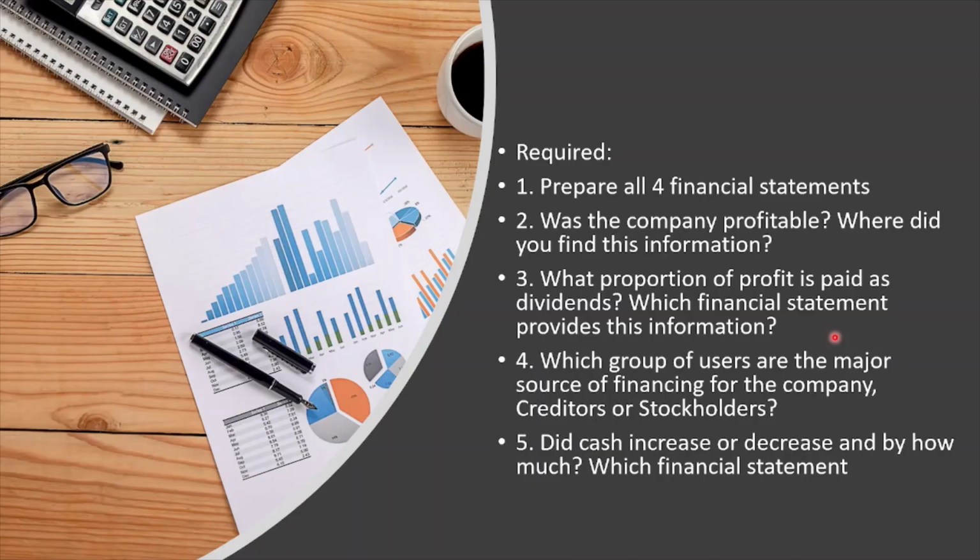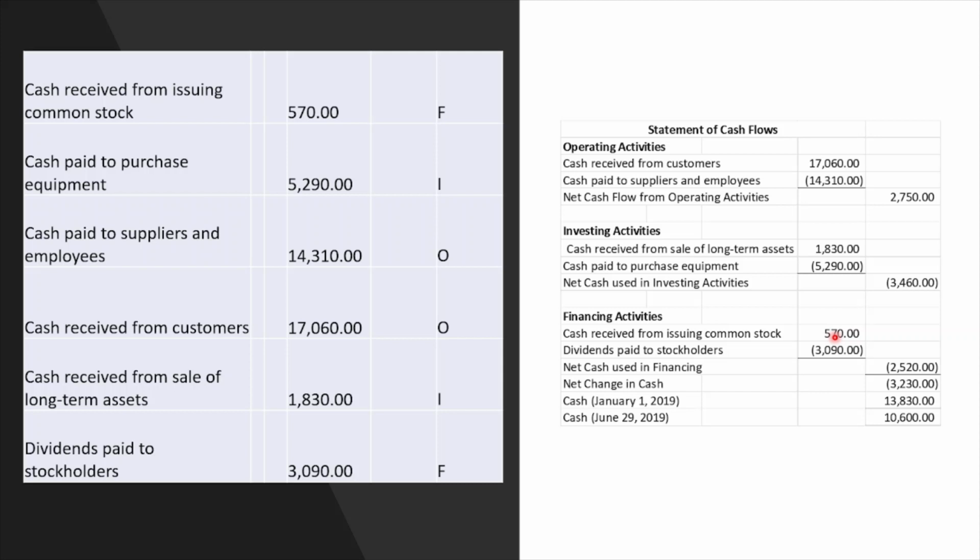Let's go back to the questions. Did cash increase or decrease, and by how much? We can see that easily. We can look at the balance sheet for that, but you only see the cash at the end. That doesn't tell you much unless you actually look into the cash account. But for you to know that the cash increased or decreased, simply look at the statement that talks about cash. The statement of cash flow. The end of this statement is the net change in cash. You easily see whether your cash increased or decreased.